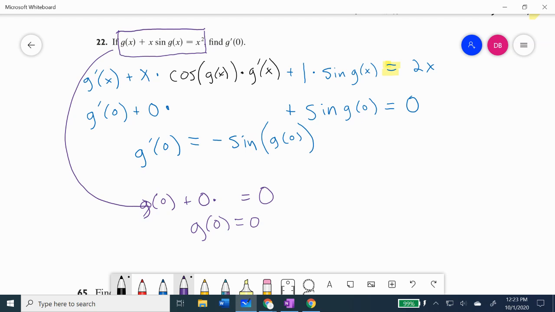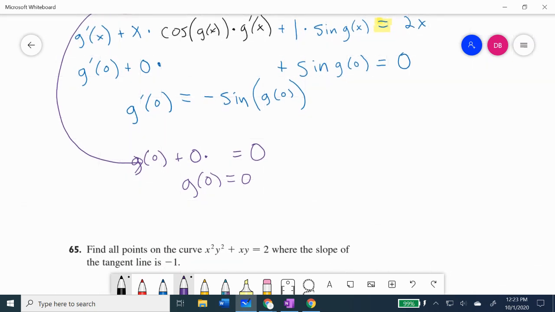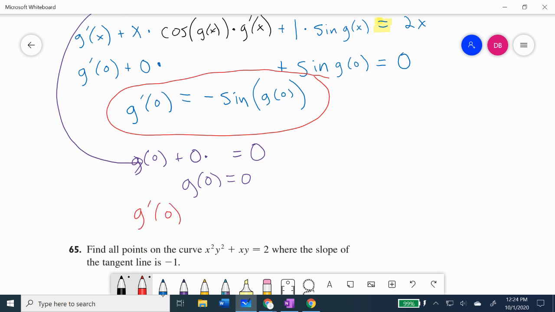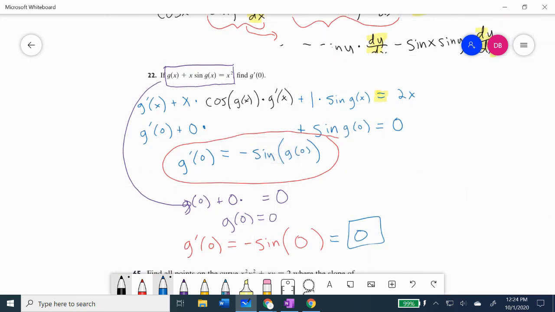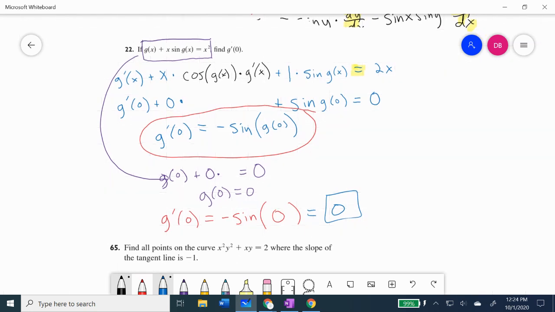Now, if I know g of 0 is 0, then I'm going to move this up a little bit. I'm going to go back to this equation. g prime of 0 is equal to negative the sine of g of 0, and g of 0 is 0. Then what's the sine of 0? 0. So I get negative 0. Wait, that's just 0. It's almost cruel. I just get nothing. That's what I get out of all that work. Wasn't that fun?